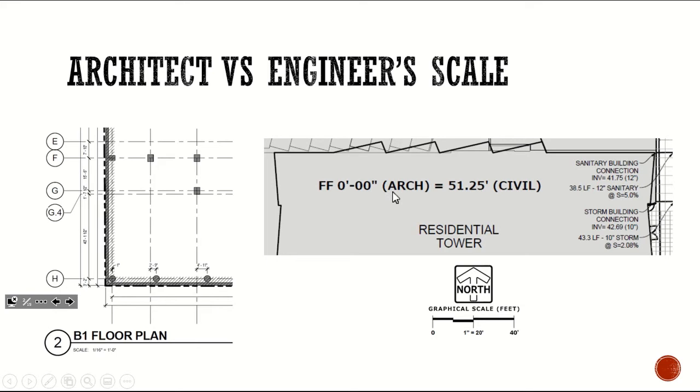So what they do in architectural is they'll assume a finished floor is 100 feet 0 inches. So that just makes life easy, okay? So that's the main difference. Architect is feet and inches, civil is decimal feet. So you gotta be able to convert back and forth, okay?